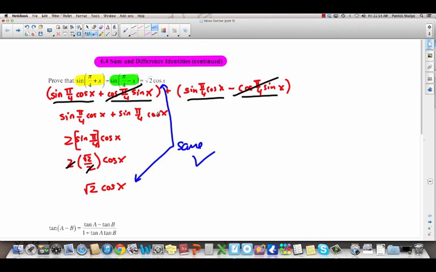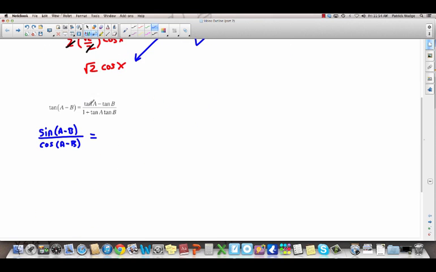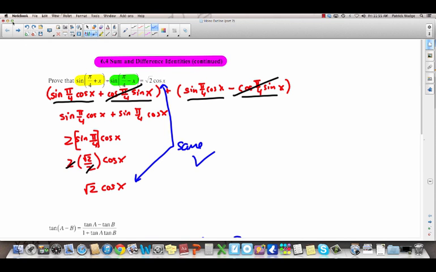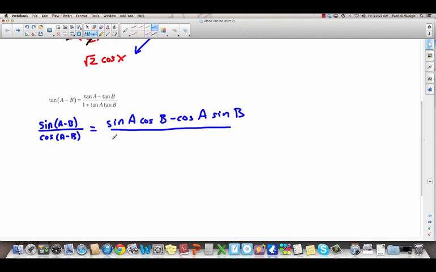So it's sine a cos b minus cos a sine b, all divided by, now we have to look up cosine a minus b. I don't think we've used this one yet. This is this one down here. So we're going to write down cos A cos B plus sine A sine B.